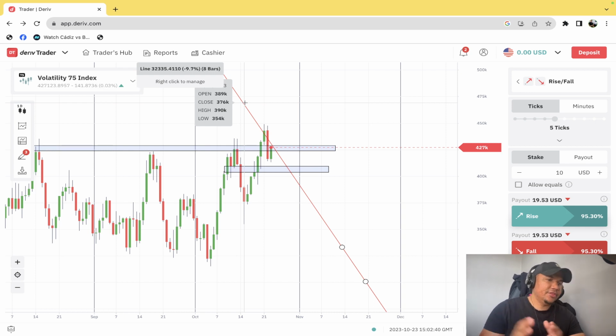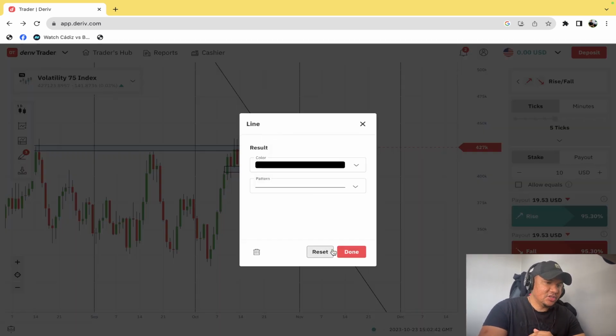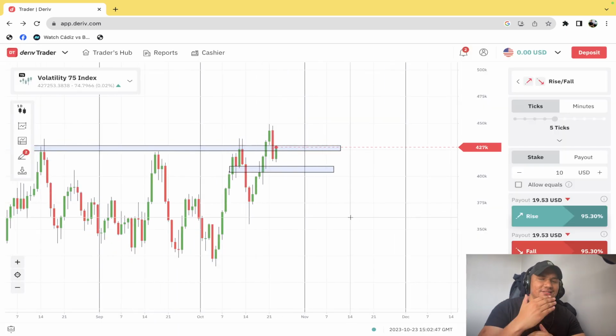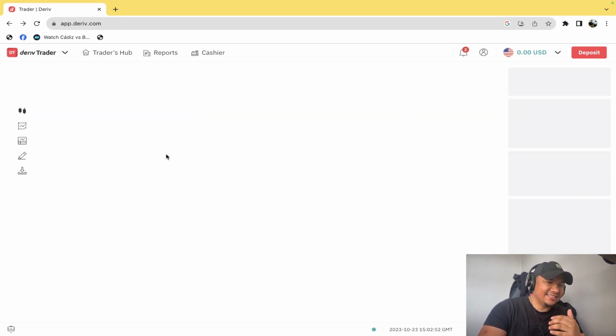So please bear with me as I go through this. I'm just going to remove this quickly, but I do expect to move back to that level first before seeing the market continue. Next up, we're going to take a look at VIX10.